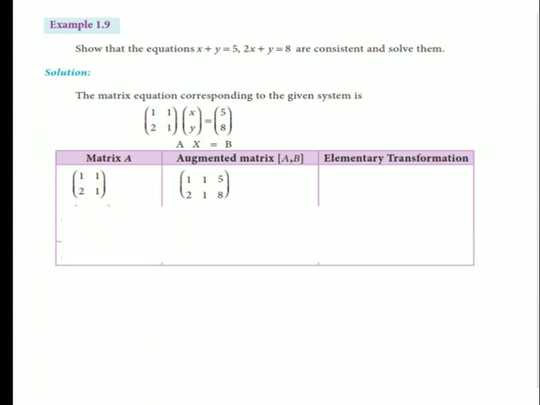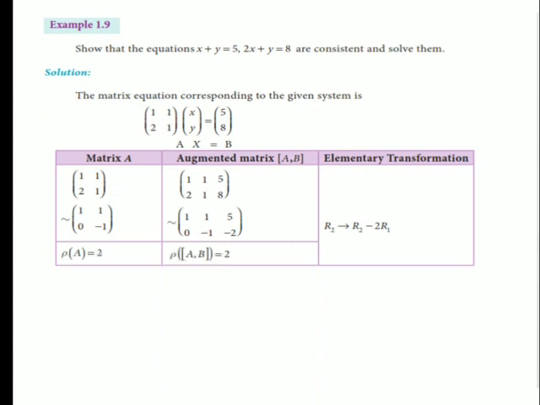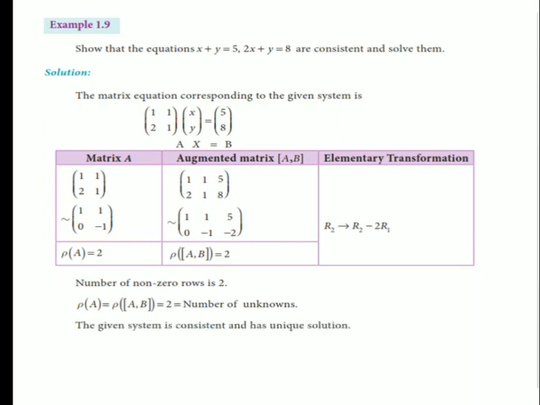You modify row 2: R2 minus 2 R1, and you get this. Rank of A equals 2, rank of (A, B) is also 2. Then the number of non-zero rows is 2. Rank of A equals rank of (A, B), both are 2, equal to the number of unknowns. The given system is consistent and has a unique solution.